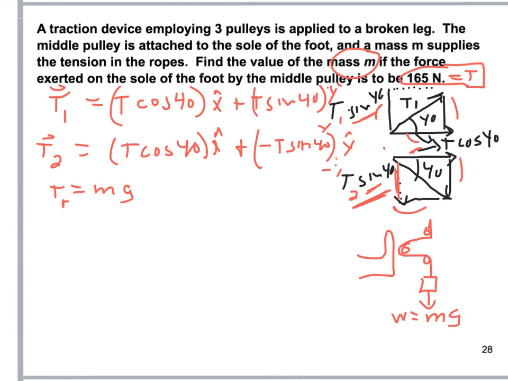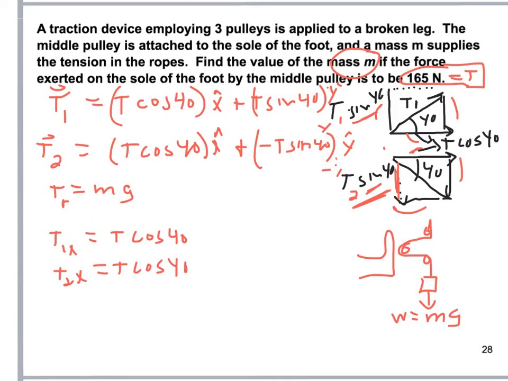So we want to resolve the tensions into their components. Let's go back up to our equations up here, our T1 and T2, and we'll separate them out into just their components here. So we get T cosine 40 in the x direction and T2 in the x direction.